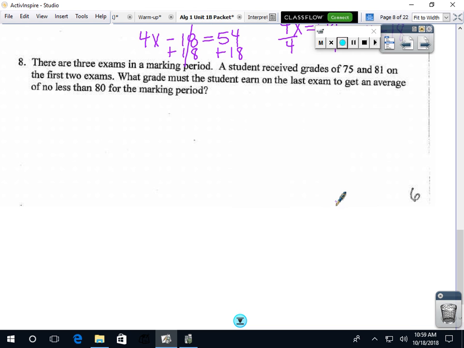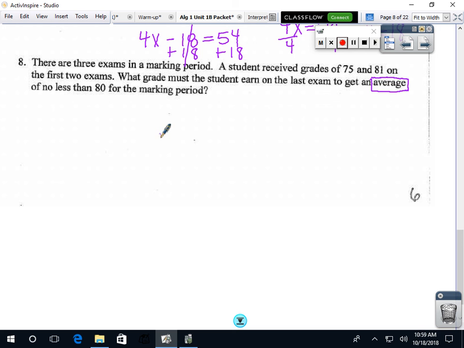There are 3 exams in a marking period. A student received grades of 75 and 81 on the first 2 exams. What grade must the student earn on the last exam to get an average of no less than 80 for a marking period? How do you do average? Average is the same thing as mean, and how do we do that?